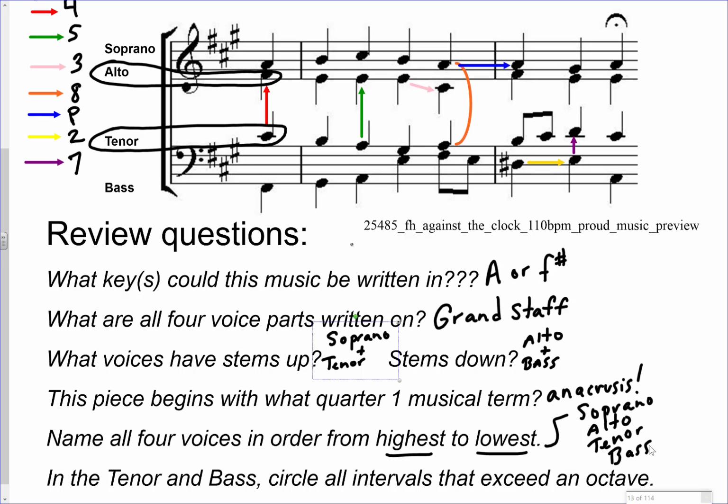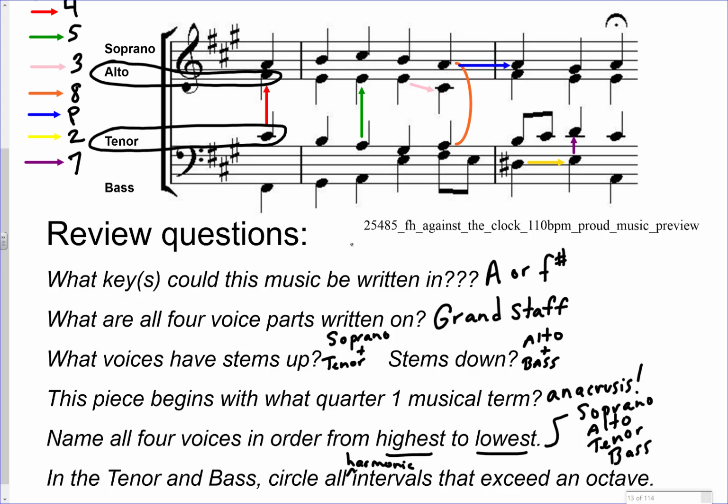Okay, this one you really couldn't do at your seat, so you can help me do it. In the tenor and bass, circle all intervals that exceed an octave. Okay, so let's look carefully. And I should actually specify this and write circle all harmonic intervals that exceed an octave.